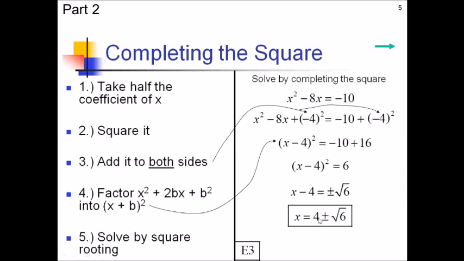Now, this does have the advantage that you didn't need to factor at all, and honestly, this equation, you could not have solved by factoring. You'd be trying to find two things that multiplied to 10 and added up to -8. But this process of completing the square allows us to solve the quadratic anyway, and that's pretty cool.